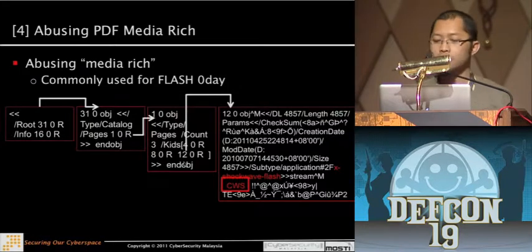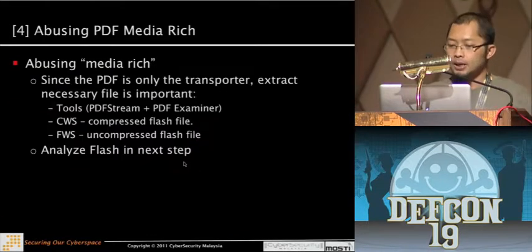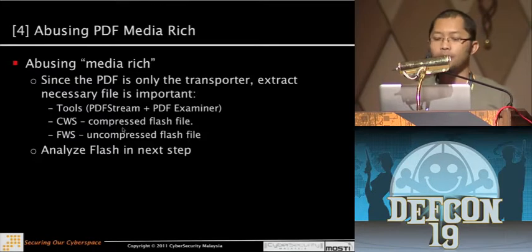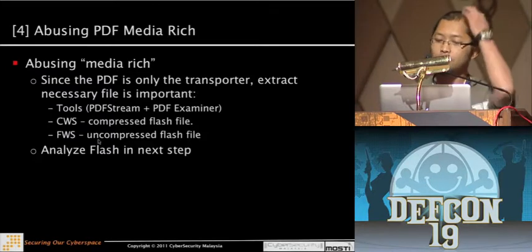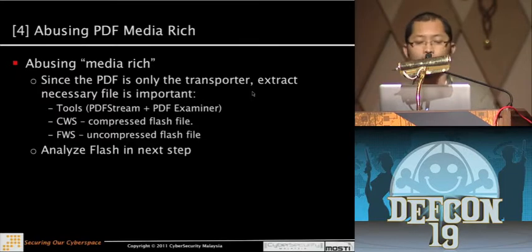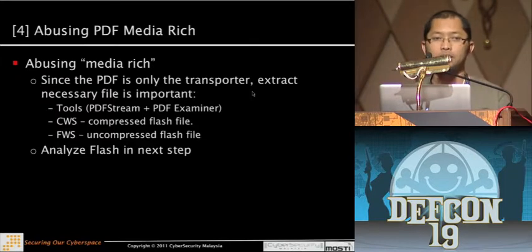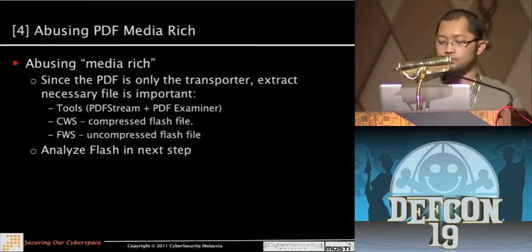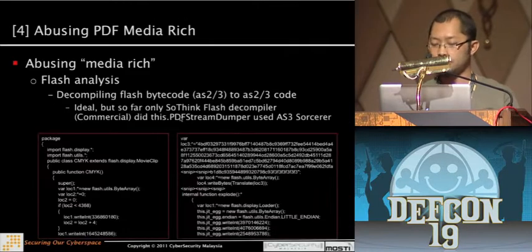on top of it. Okay, if you see SWF, CWS is basically a compressed file, and then this is another one called FWS, an uncompressed file. PDF is pretty much just the main transporter for this one. You need to extract the flash file to check what the exploit is and what kind of shellcode is inside it. Okay, so for tools you can normally use PDF Stream Dumper plus PDF Examiner for this one. And then of course you can do a Flash analysis later on to trace what really happens when you open the PDF. As we know, the PDF has an engine for Flash, right?